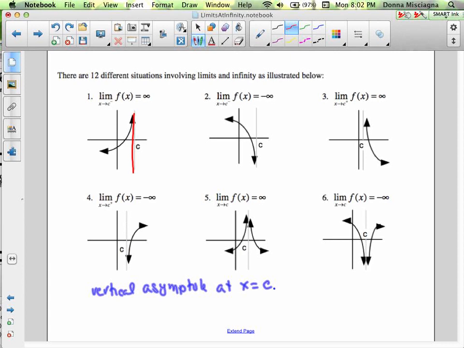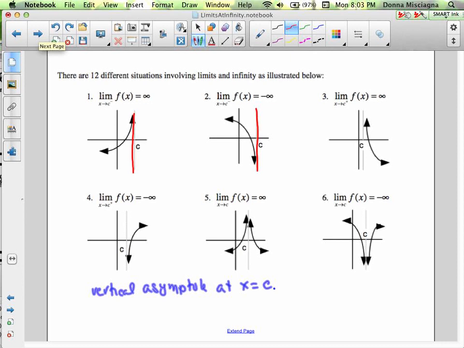An example of a function like number 1 would be a logarithmic function. But in this case, it would be a logarithmic function that's been reflected. Usually they look like this. Here we have one that's been reflected. That would give you that shape. Here we have the same kind of idea, but our function as x approaches c from the left-hand side is approaching negative infinity. So here are two examples from the left-hand side.